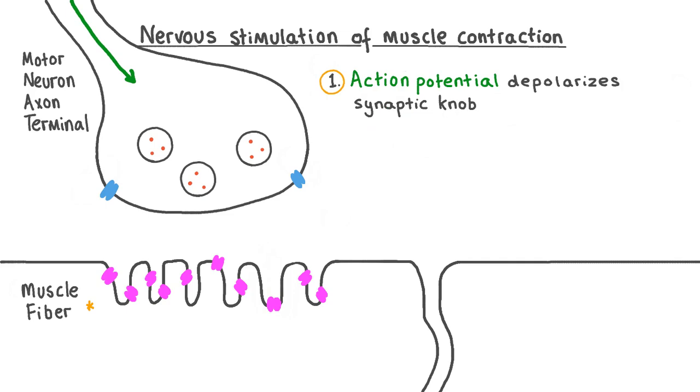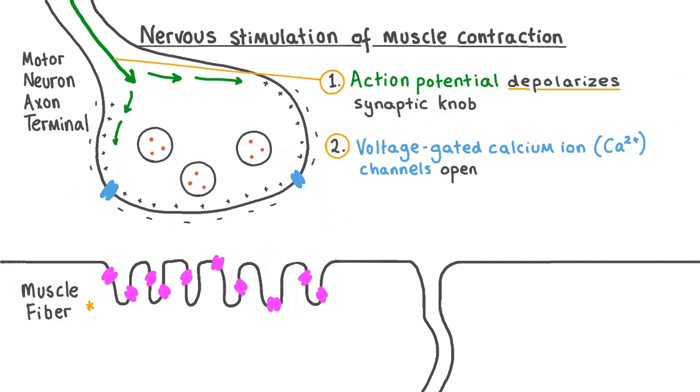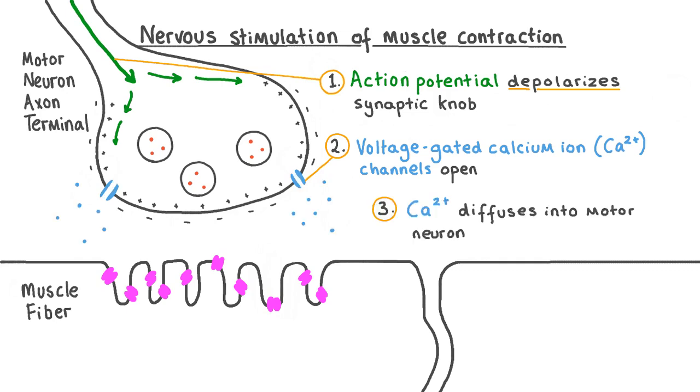When an action potential arrives at the synaptic knob of a motor neuron axon terminal, it depolarizes it. In its resting state, the inside of the motor neuron is more negatively charged than the outside of the motor neuron. Depolarization flips this distribution of charge and means the inside of the motor neuron becomes more positively charged than the space outside. This causes voltage-gated calcium ion channels embedded in the presynaptic membrane to open. And calcium ions can now diffuse into the motor neuron.